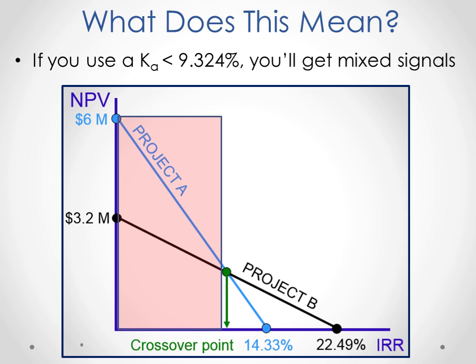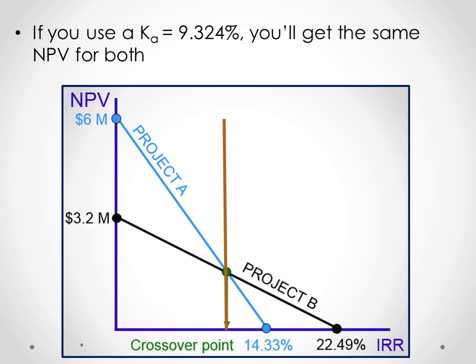However, if we're using a cost of capital that is to the left of the crossover point, notice that the net present value of project A is higher than the net present value for project B, that black line. If we use a cost of capital that is exactly 9.324%, we're going to get the same net present value for both.